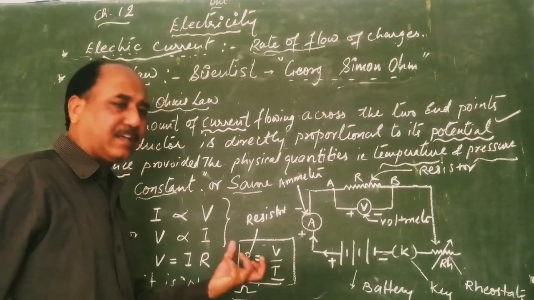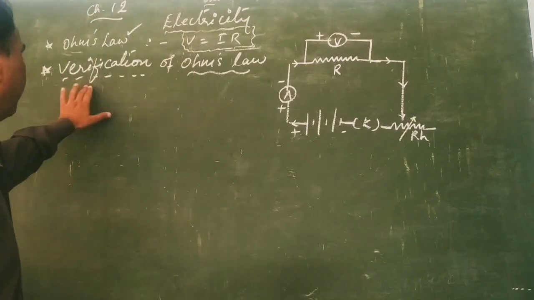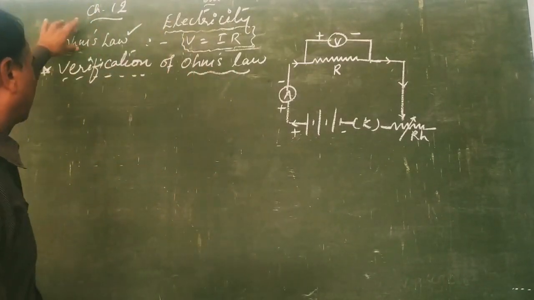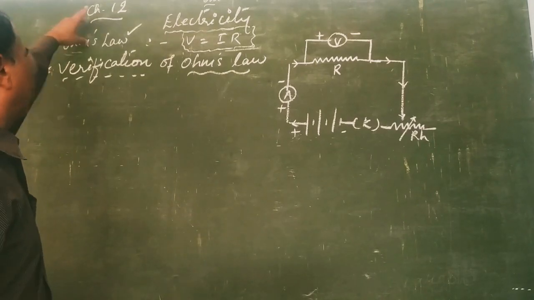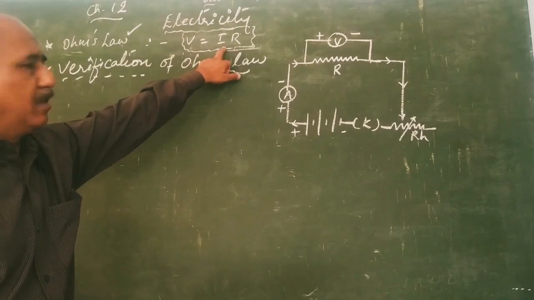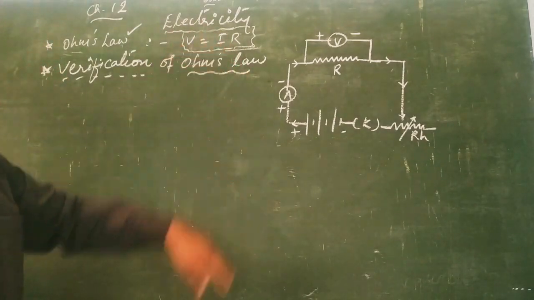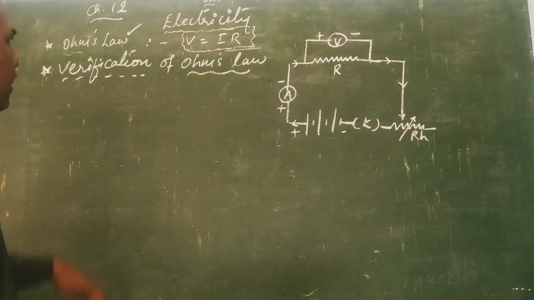Now we will see what is resistance. We are moving on to the topic verification of Ohm's law. Already we know what Ohm's law is: the relation between V and I, or V equals IR, since V and I are directly proportional to each other.